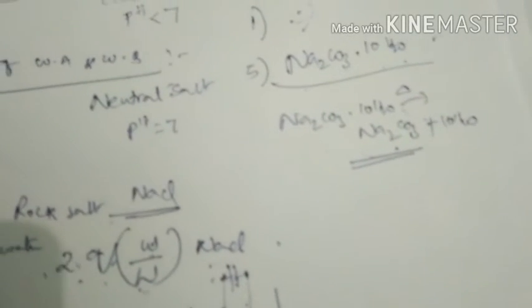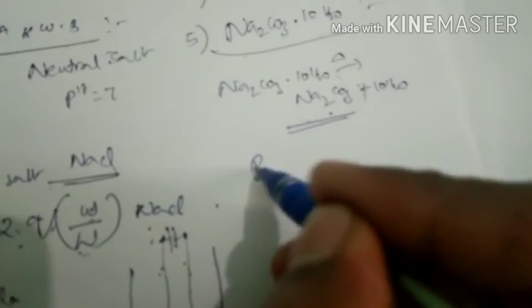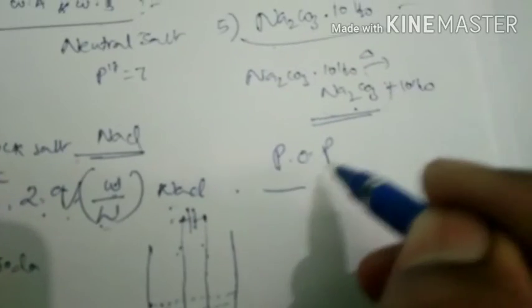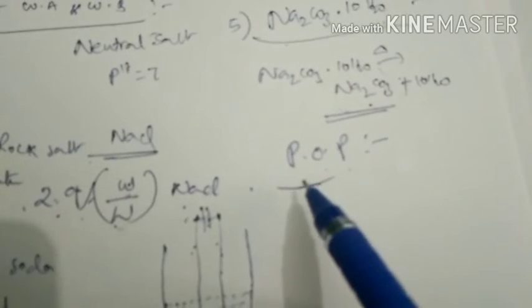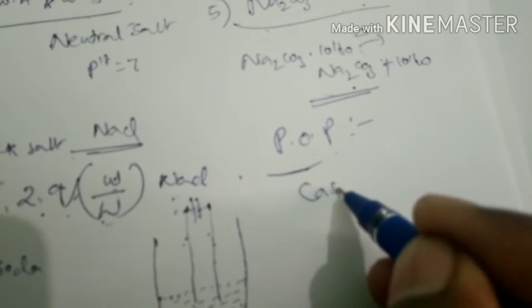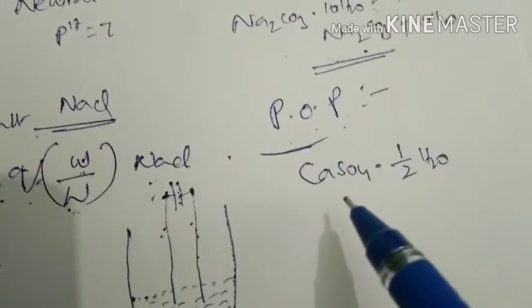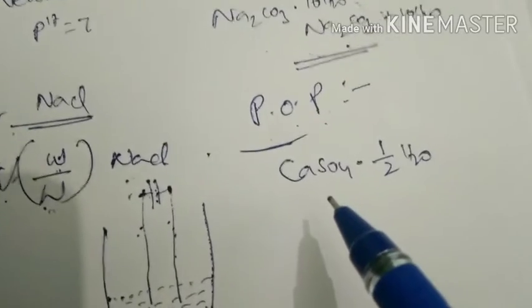Next one, a very very important compound, that is simply called POP, nothing but plaster of Paris. I think everyone must be knowing about this one. Plaster of Paris, its chemical formula is CaSO4 dot half H2O. This is called plaster of Paris.